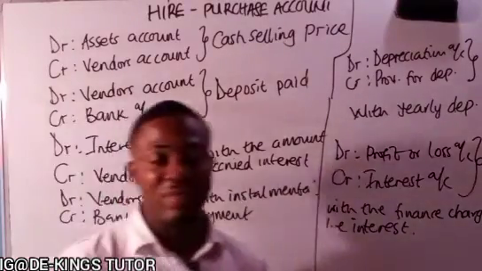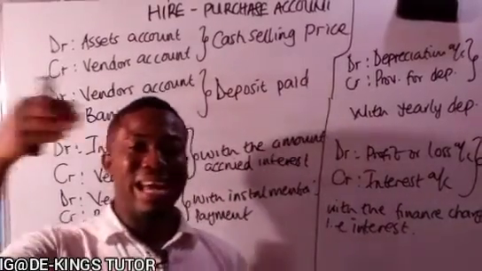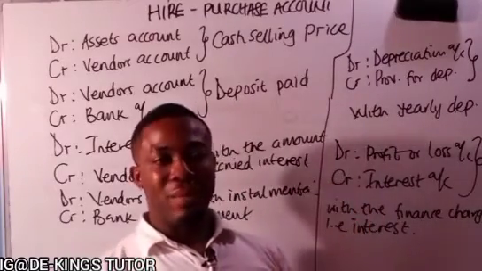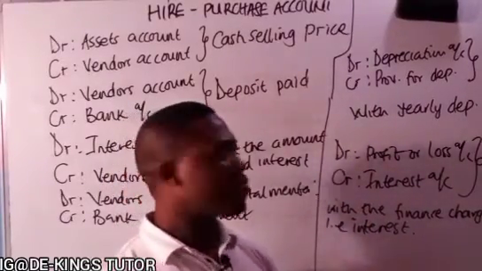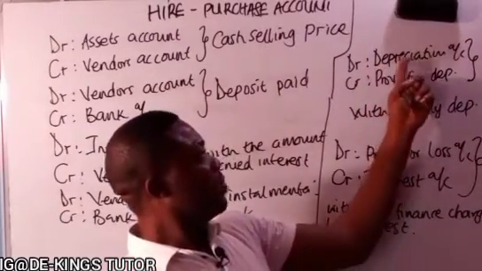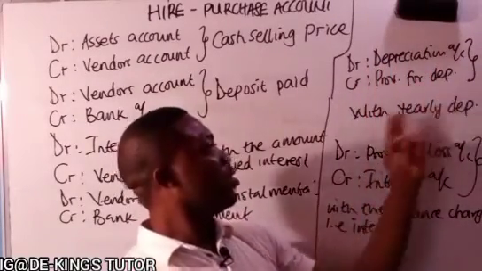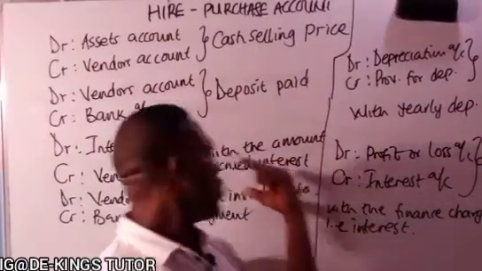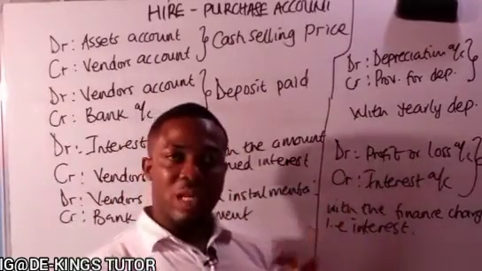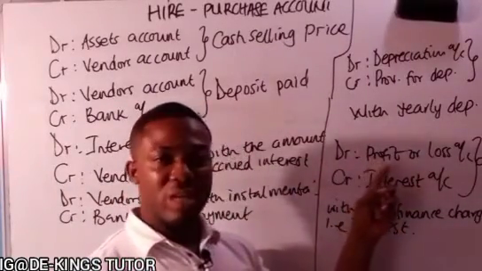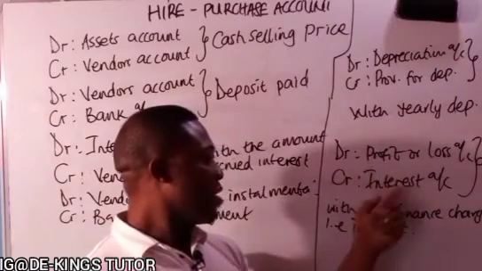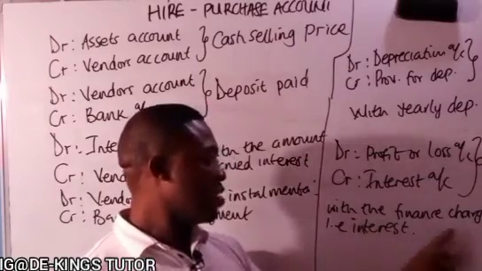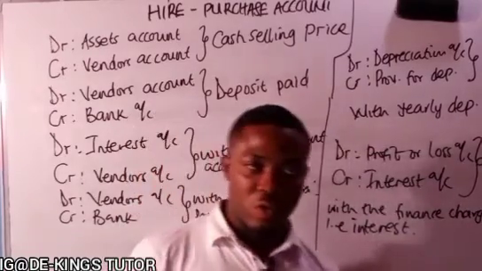Now for the assets, we have to get the depreciation, so that at the end of the contract period, we know the actual value of the asset by deducting depreciation. So we debit depreciation account and credit provision for depreciation with the yearly depreciation. Why, when you're done with the interest, your total amount of interest is posted to the profit or loss account. It's debited there, while the credit entry is the interest account to close the interest account. And this is with the finance charge, or what we call the interest.